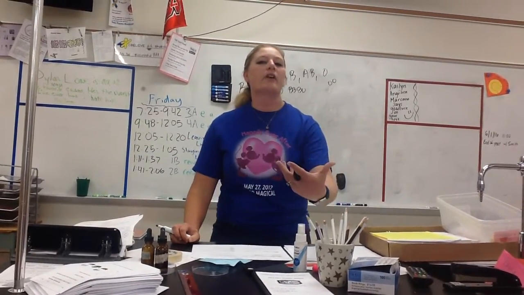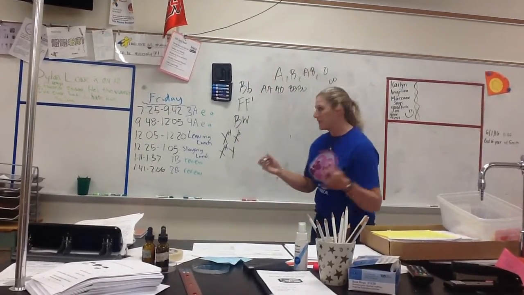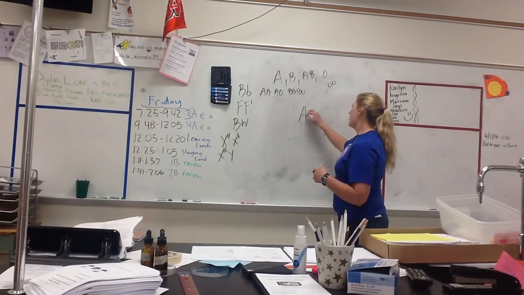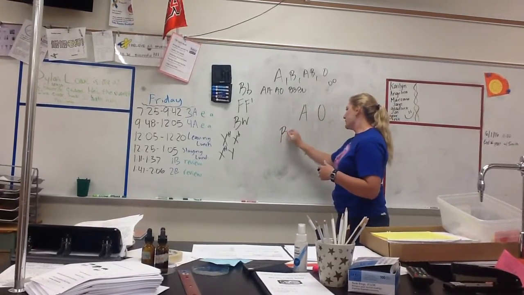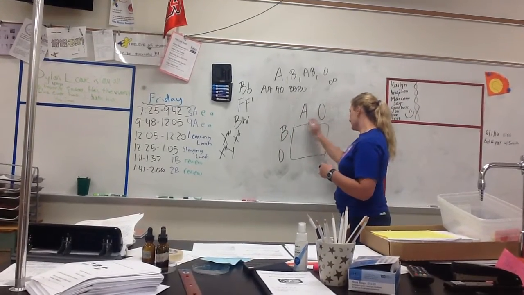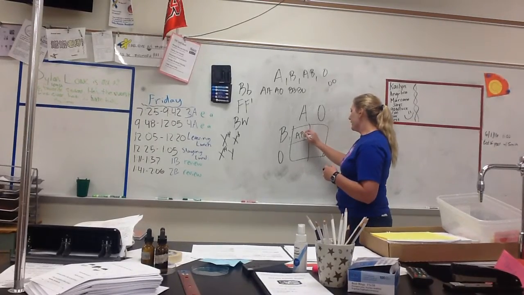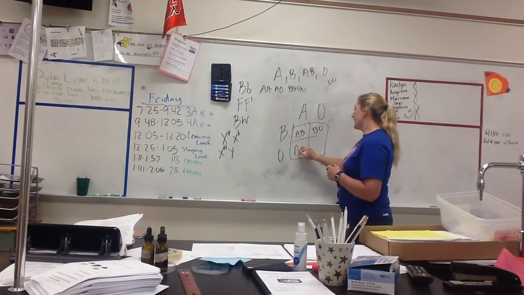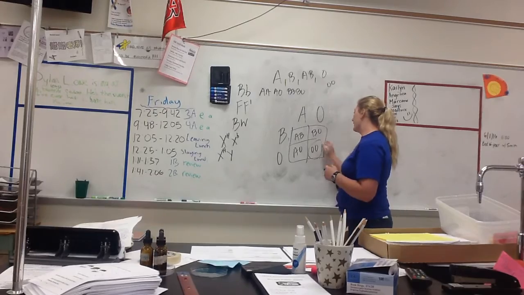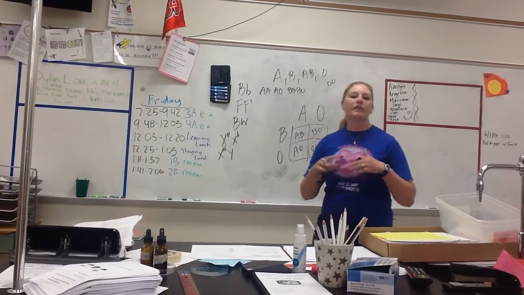Let's pretend the father has type B blood. Let's pretend he's heterozygous for it. So I'm going to cross mom, who has to be AO, with dad, who is BO. I get AB blood, type B blood, type A blood, and O blood. That's how it's possible. And that's this recession.